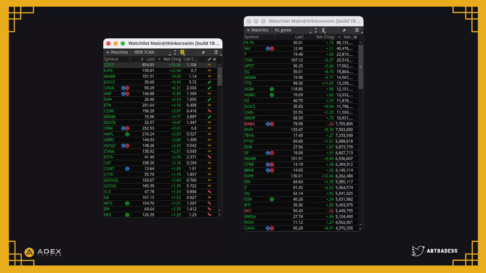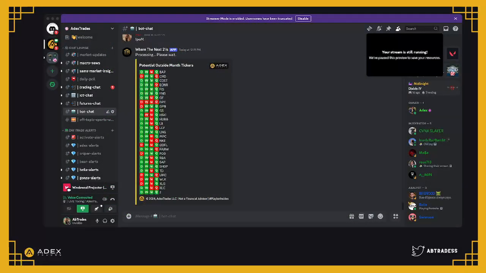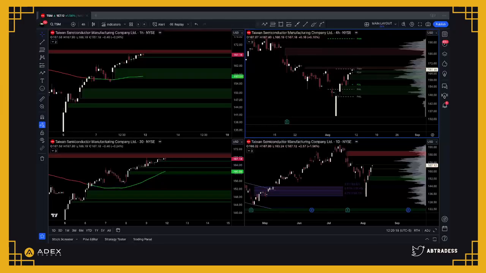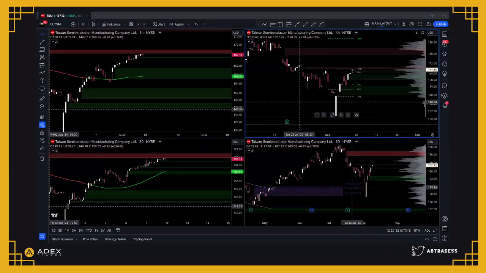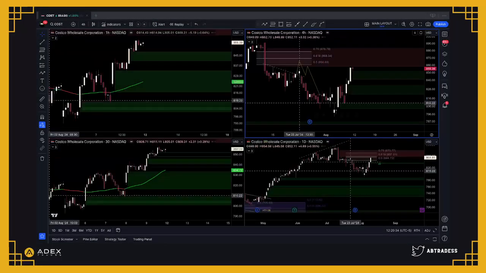Let's put our thinking caps on, right? So again, these are the building blocks to our foundation to understand the narrative of price. Costco's on here. Costco's also a potential outside month with full time frame continuity. Everything's aligning for Costco. Every single thing. So let's go chart Costco together just to show you what we would like to see.